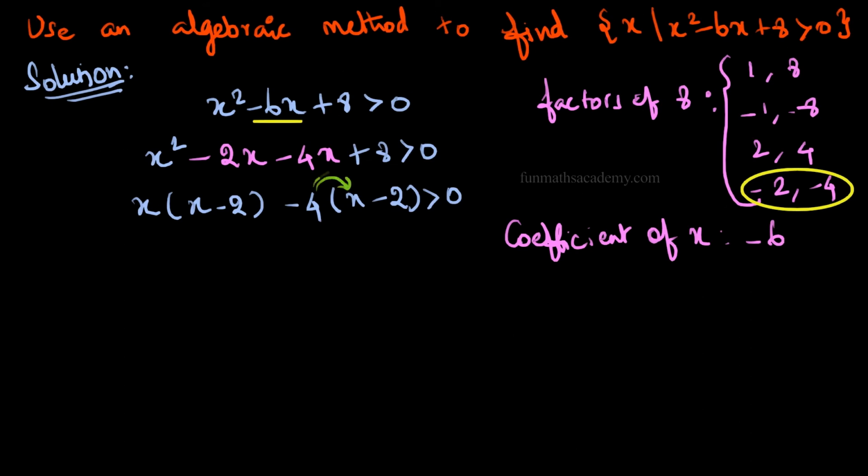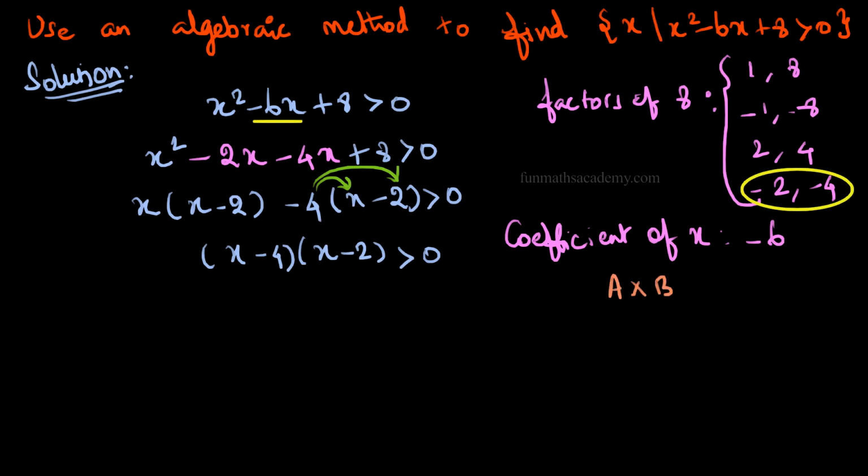To double check your answer, when you multiply minus 4 by x minus 2, we get the last two terms in the quadratics, that is minus 4x plus 8. Pulling out the common factor x minus 2, we then get x minus 2 into x minus 4 is strictly greater than 0. Now, note that when you multiply these two factors, the value will be greater than 0, right? So now how will x minus 4 and x minus 2 be?